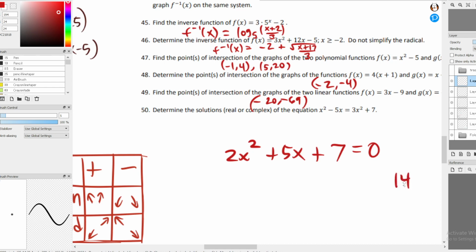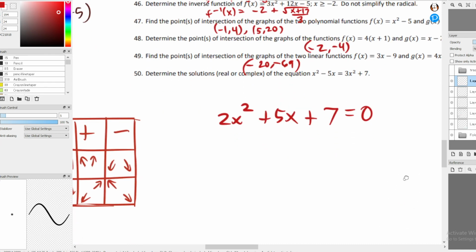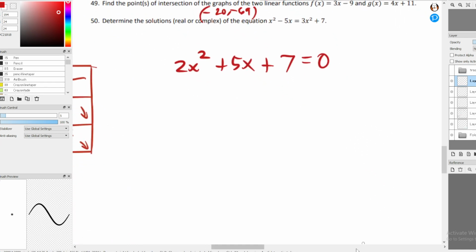2 times 7 is 14. What multiplies up to 14? That gives us 5. Well, we have 2 and 7 only. However, this is causing problems because 2 and 7 do not add up to 5. Maybe if one was negative. Hold on. I think that this one has a gross answer. I don't think this one is nice. So what we'll need to actually do is either completing the square or doing the quadratic formula.